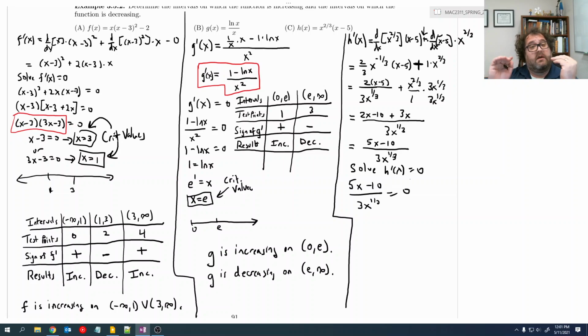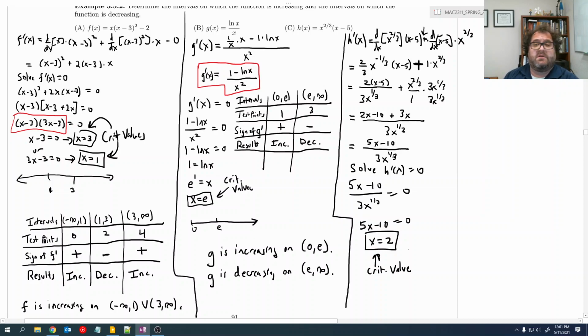The only way the quotient can be 0 is if the numerator is 0. So instead of solving 5x minus 10 over 3x to the 1/3 power equals 0, we can just simply solve 5x minus 10 equals 0, which of course has a super easy solution: add 10 to both sides, divide by 5, you get x equals 2. So there is a critical value. It's a solution to h prime equals 0.